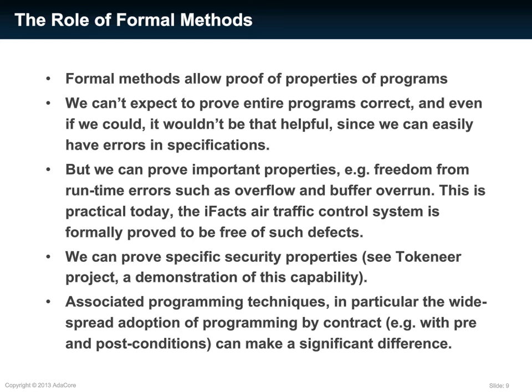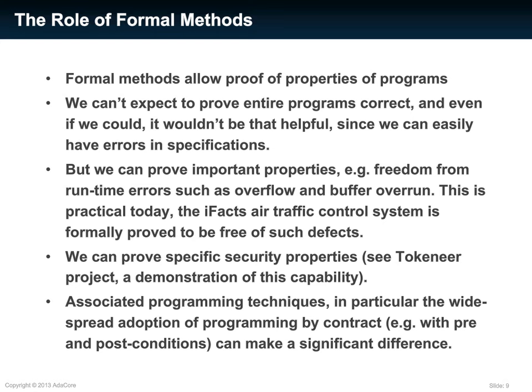So what we can do with formal methods is we can allow proof of specific properties of a program. Some of these might be at the purely software level. For instance, we can consider proving properties such as freedom from runtime errors, overflow and buffer overrun. And that's practical today. The new ground-based air traffic control system in England, iFACTS, is formally proved to be free of such defects using mathematical proof techniques. And that means that we're not just reasonably sure that those issues cannot arise in that software. We are mathematically secure in our judgment that they cannot occur. And it's a whole extra level of certainty.